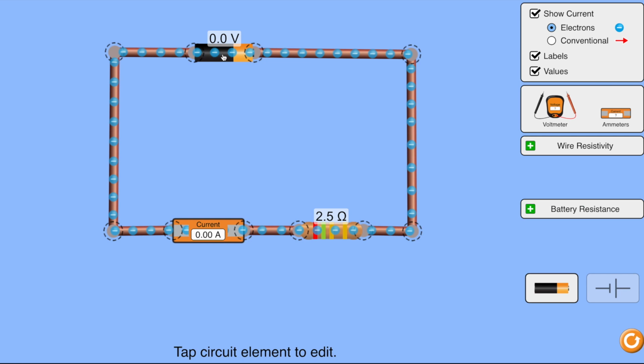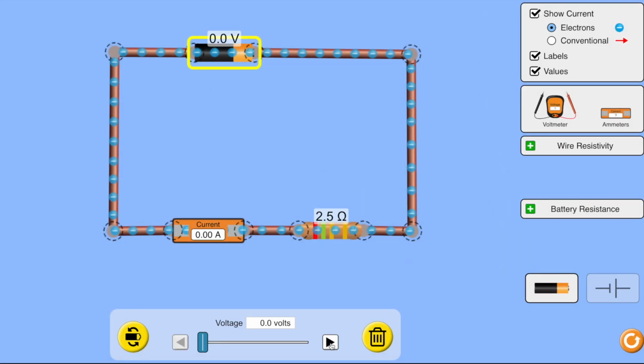That means it's not pushing the electrons through this circuit. So at the moment, current isn't flowing. And therefore, we don't have a reading on our ammeter. Remember, an ammeter measures current flow. Let's see what happens as we increase the voltage of the battery from 0 to 0.5.